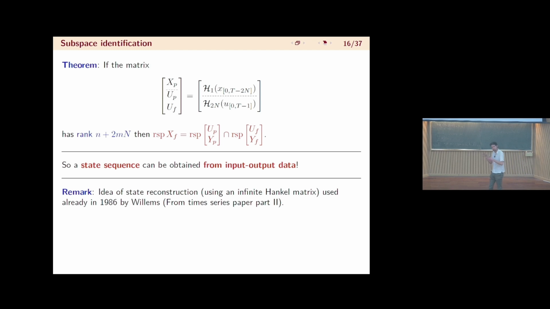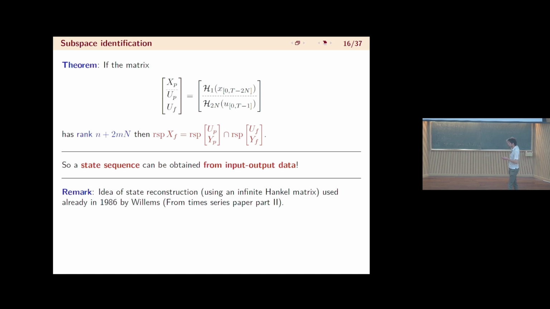Now that idea of constructing a state sequence, or the row space of a state sequence, was already used in the paper of Jan Willems that I showed you before on the slide. But he used infinite data. And basically the idea of subspace identification was to do that on the basis of finite data. Because here we just have t samples of the inputs and outputs of the system.